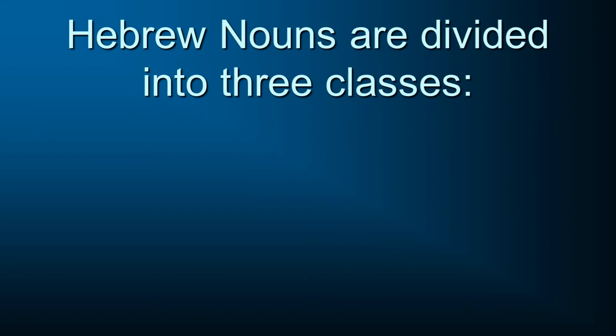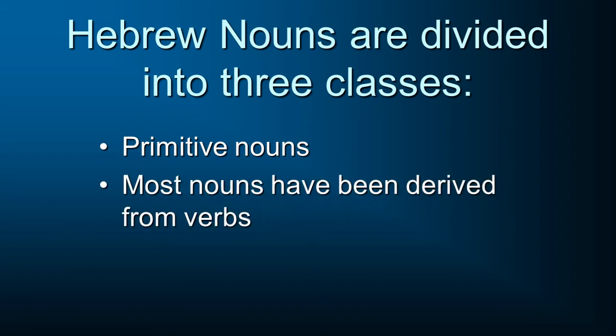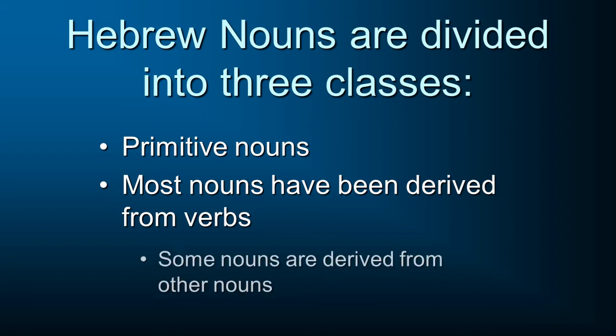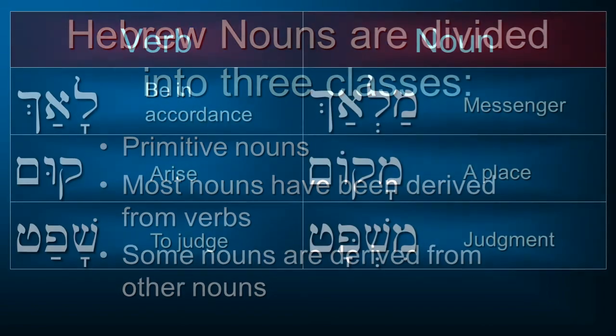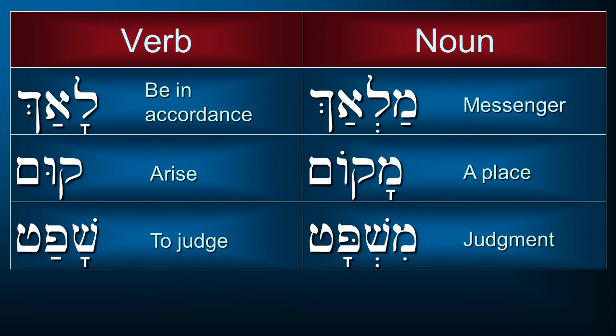Now, Hebrew nouns are divided into three classes. We have primitive nouns, very earliest words. We have the fact that most nouns have been derived from verbs. And so we're going to see quite a connection where if you learn the verb and you see the related noun, you're actually, in your vocabulary, learning two words for the price of one. And then some nouns are derived from other nouns. Let's look at some examples.